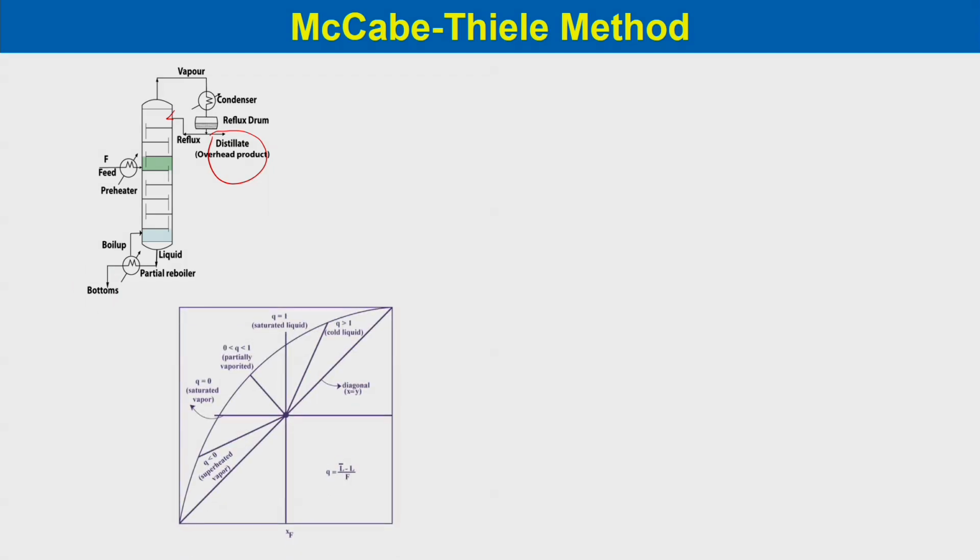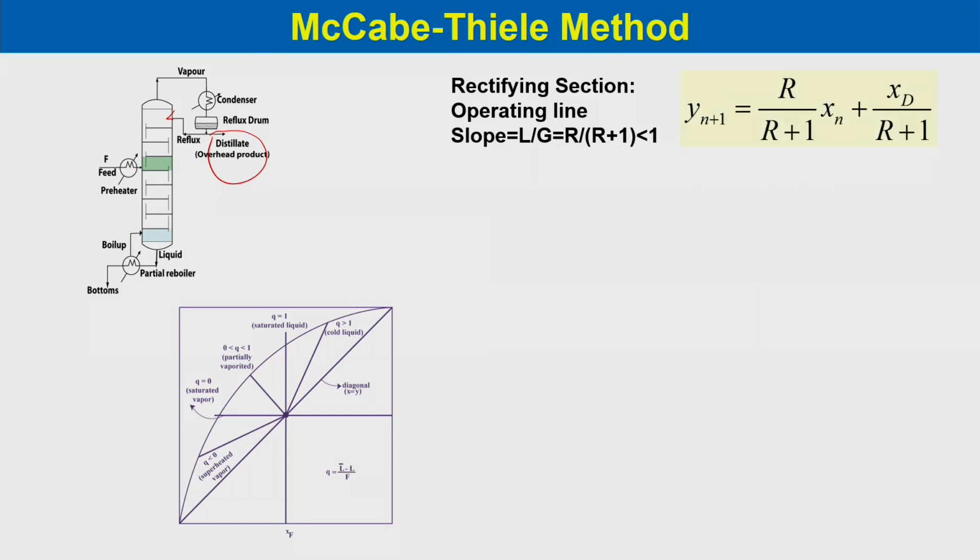So, this we have already discussed. Depending on the feed conditions, we have the feed line. The rectifying section operating line slope is L by G, which is equal to R by R plus 1, which is less than 1. This is the equation of the rectifying section operating line: Y n plus 1 equals R by R plus 1 into Xn plus Xd by R plus 1.